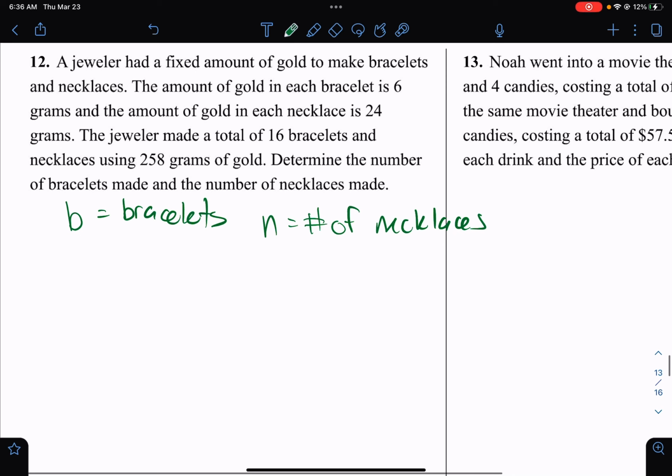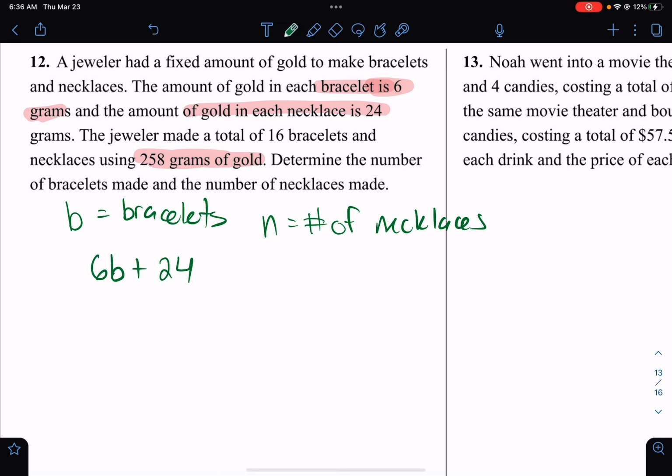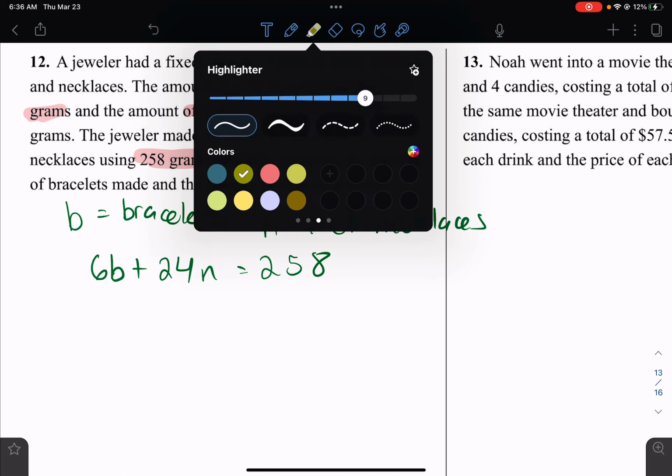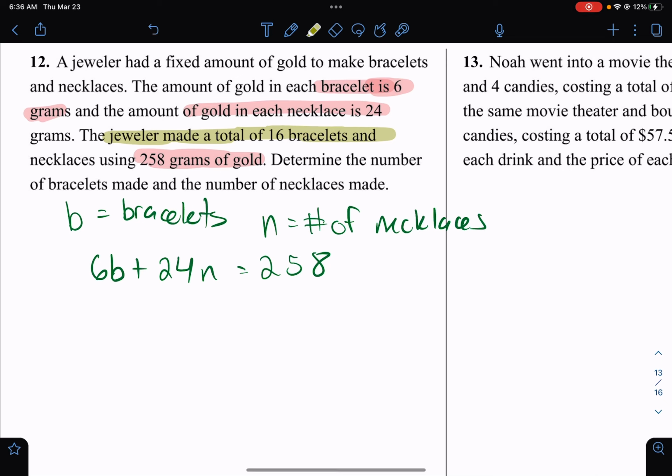All right. And the first equation we're going to write is going to have to do with the amount of gold in each. So we know that the bracelet has 6, the necklace has 24, and then in total, that's how much gold we used. So we're going to do 6 times B plus 24 times N is going to give us our 258. Then they told us that the jeweler made a total of 16 bracelets and necklaces. So our bracelets plus our necklaces needs to give us 16. All right. So before, this is where we would stop, right? Now they actually want us to finish solving this and to determine the number of bracelets that were made.